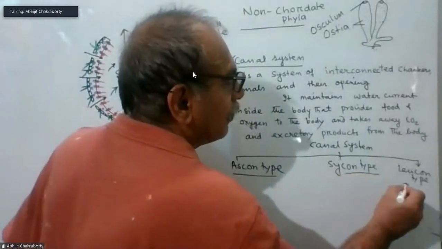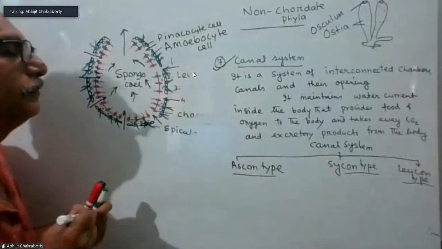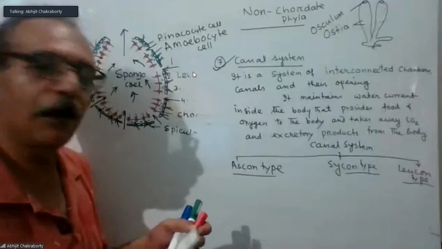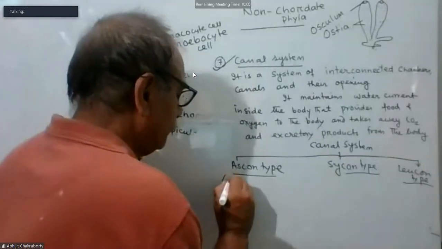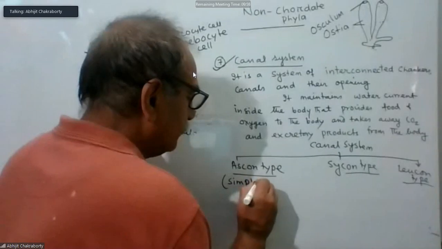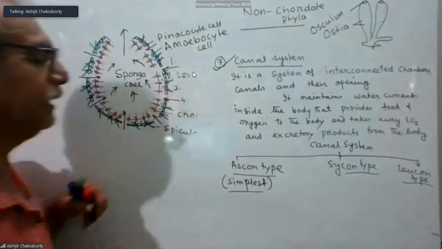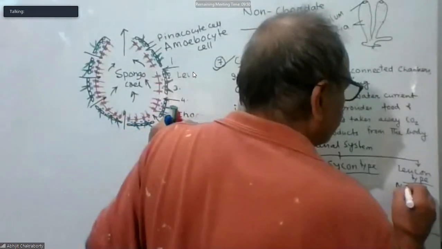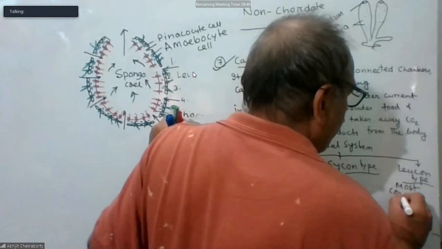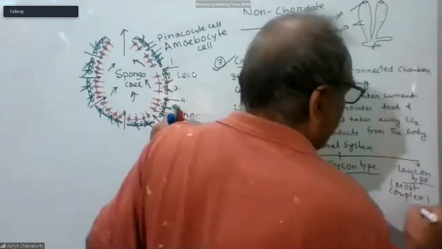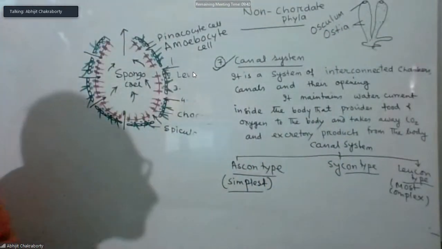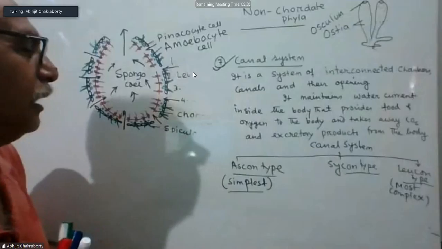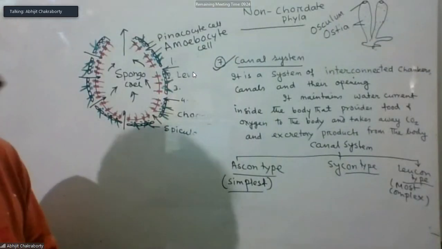Ascon, Sycon, and Leucon type. Depending on the type of animals, three types of canal system are found. Among them, the simplest canal system is the Ascon type, and the most complex is the Leucon type. I am showing you one type only here, the Ascon type, the simplest one.